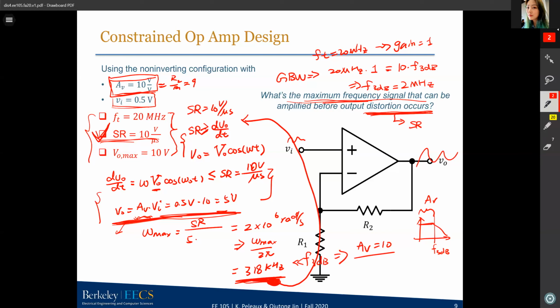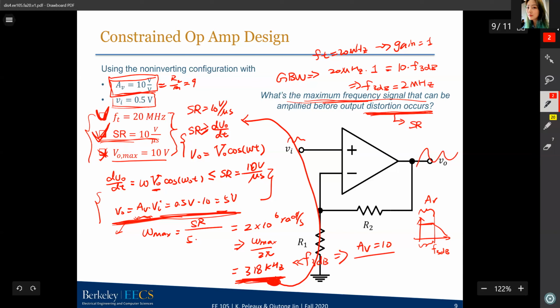Once you're finished, you double check it. Yes, your assumption is correct. The result you get is within this range, so your A_V is actually just 10. And the frequency is not related to the maximum output, so we don't care about this.